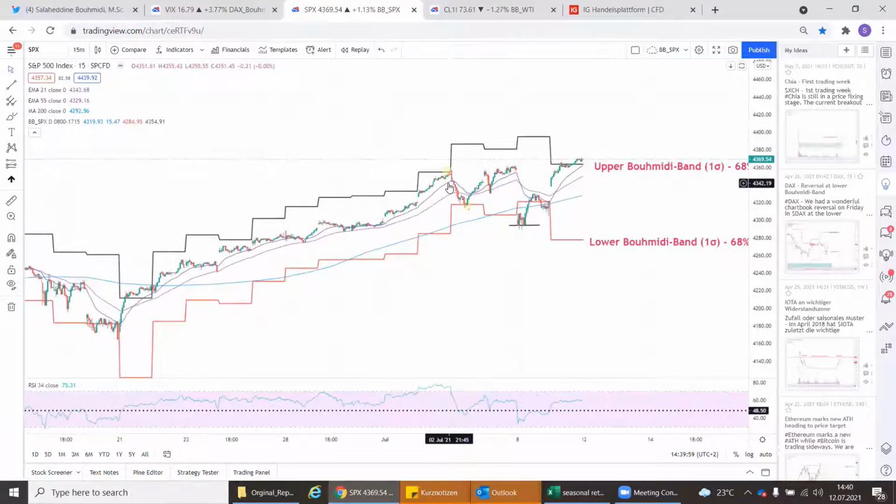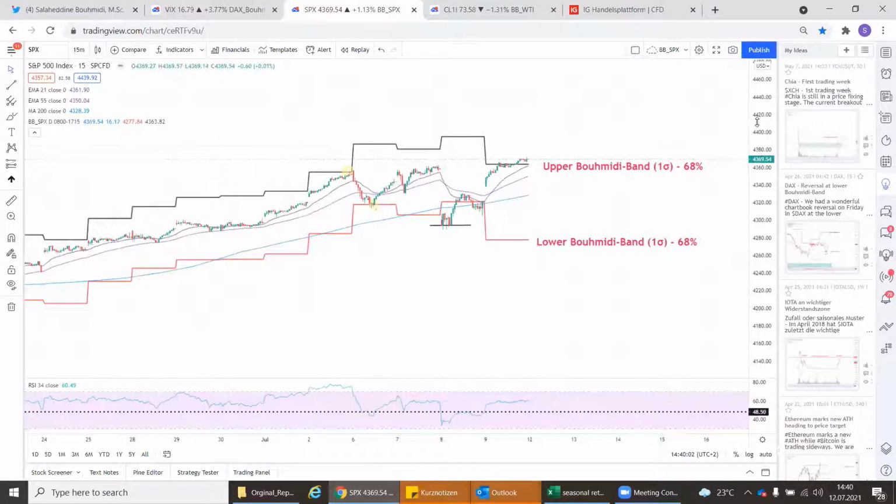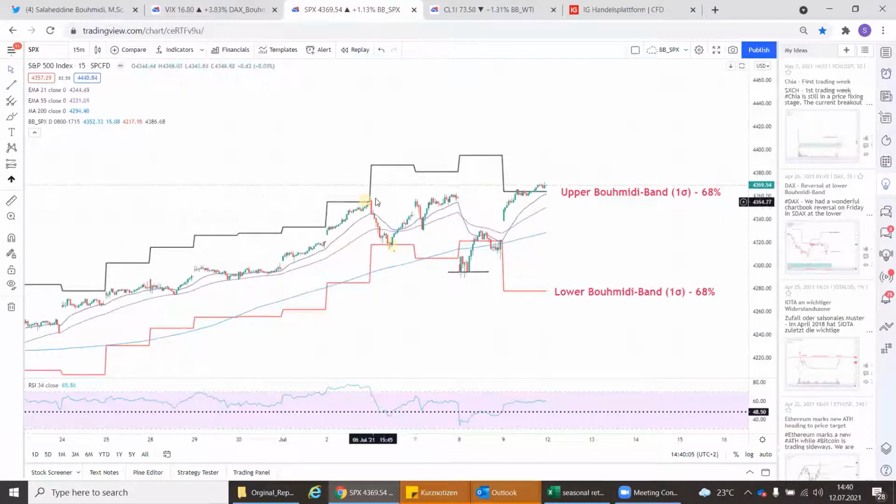Then in July, we started to have a ping pong here at the Bouhmidi bands, testing the higher band and reverting back, testing the lower band. Last week, on 8 July, was the first drop where everybody maybe thought, oh, now the correction is starting. No, we pulled back the day after directly back to the levels where we had been. And here you can see the second standard deviation of the Bouhmidi band was exactly the low of 8 July of last week, and we went higher.